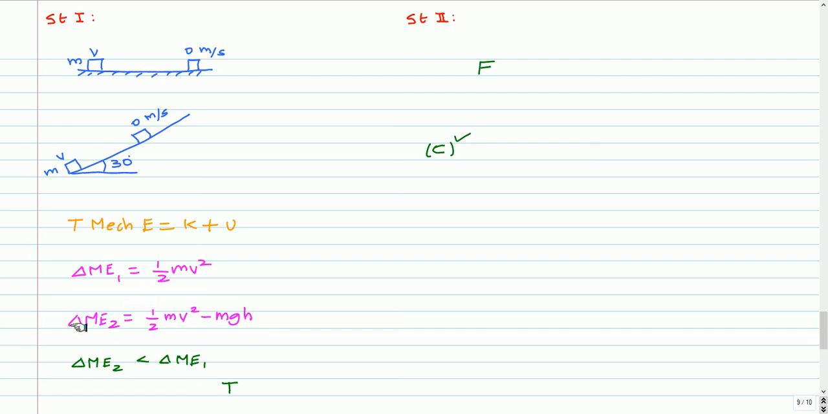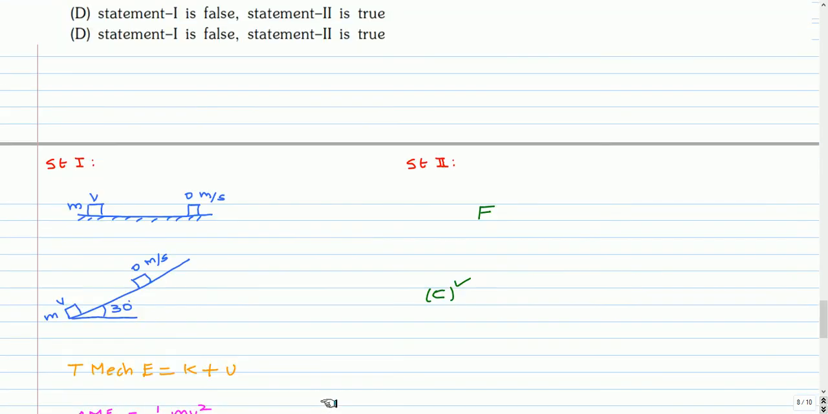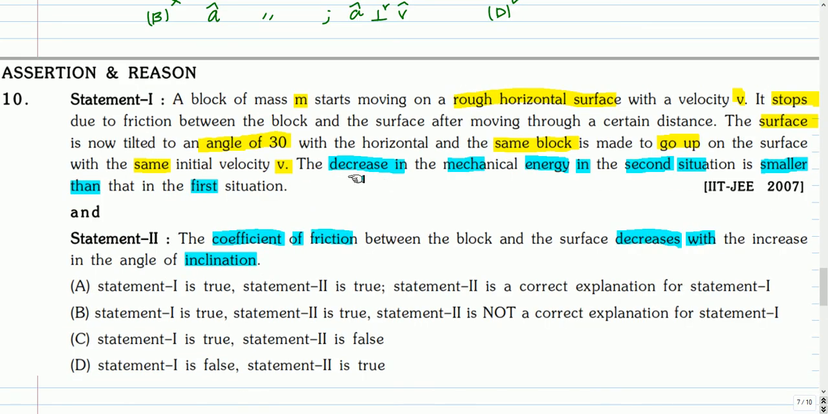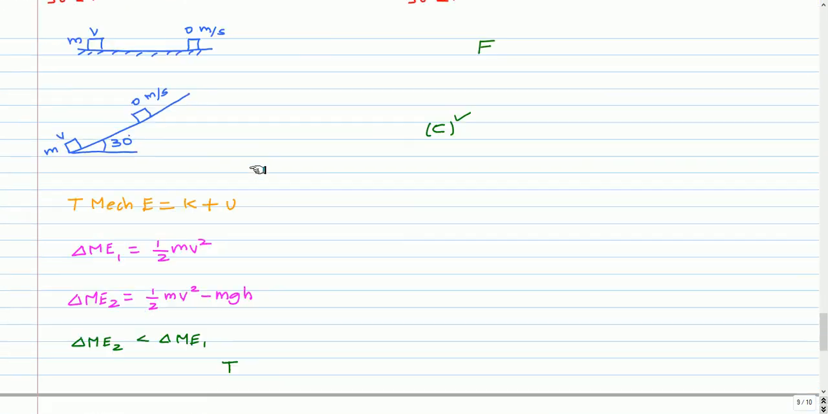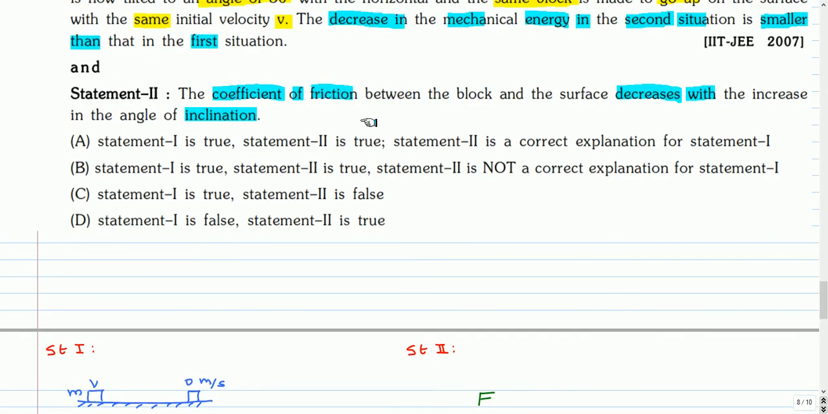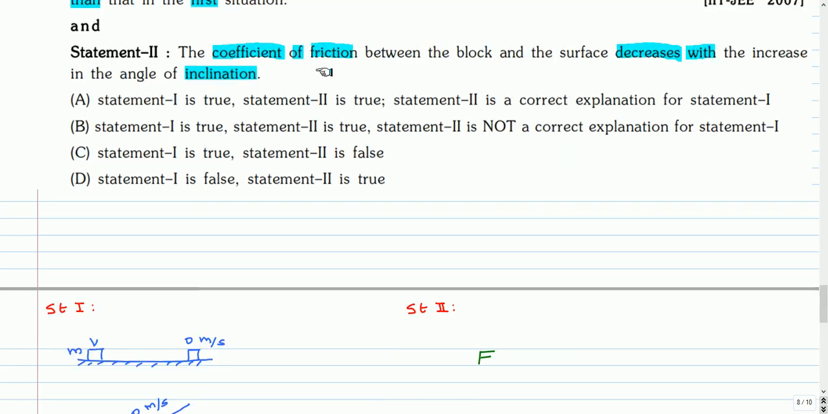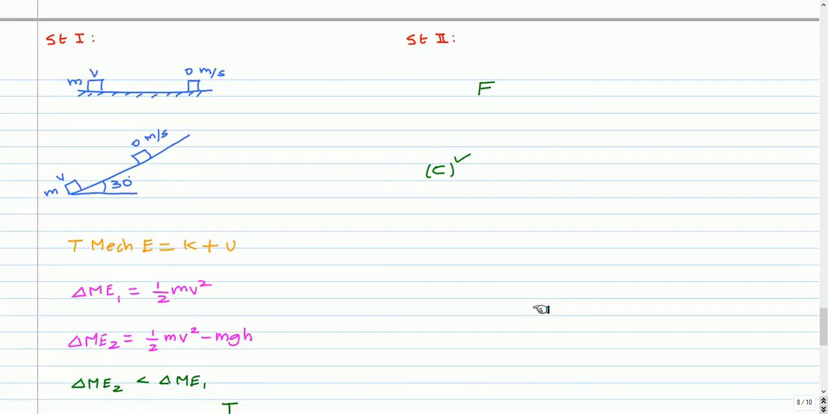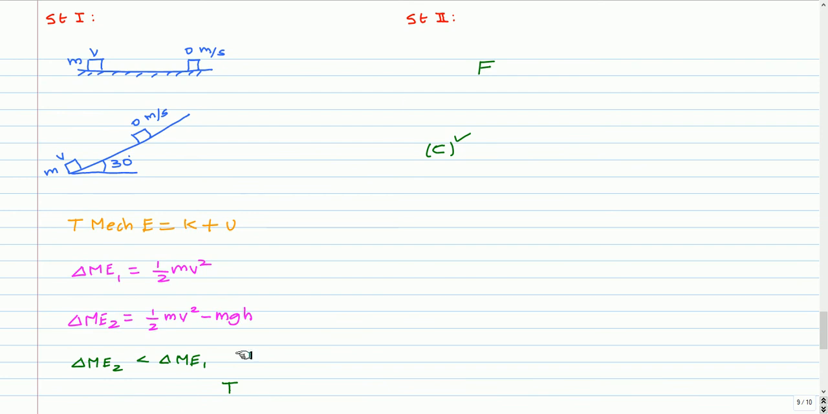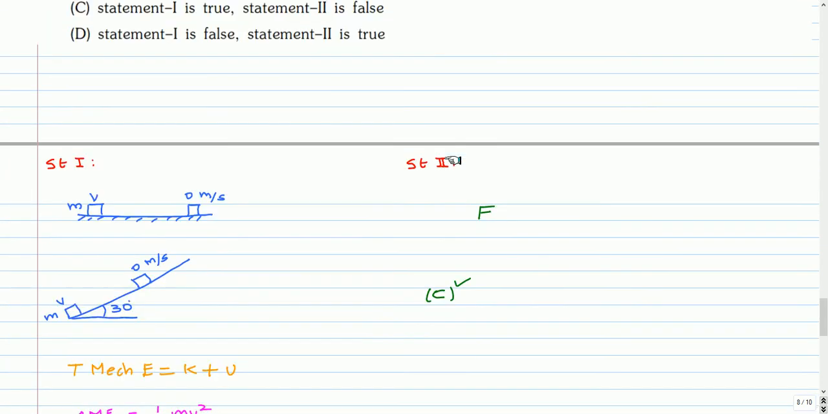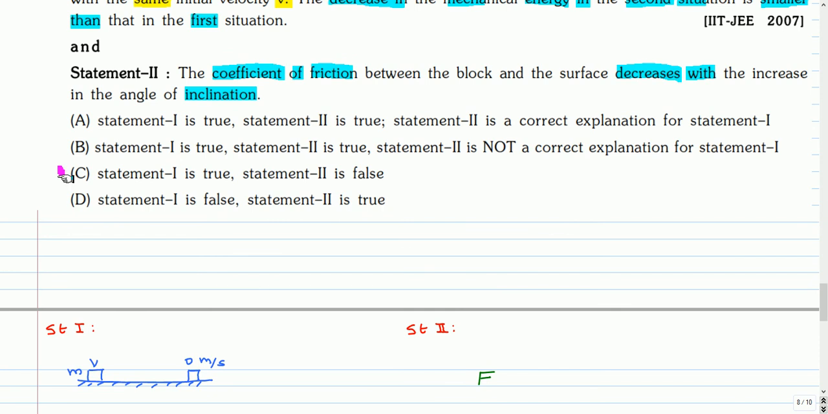So from this we can see that the decrease in the mechanical energy in the second case is less than the decrease in the mechanical energy in the first case. So statement 1 is true. Statement 1 says that the decrease in the mechanical energy in the second situation is smaller than in the first situation. So statement 1 is true. Statement 2 states that the coefficient of friction decreases with the inclination of the plane. Coefficient of friction is a property of the surface and is independent of the inclination. So statement 2 is false. So statement 1 is true and statement 2 is false. The correct option is option C. And the two statements are not related.